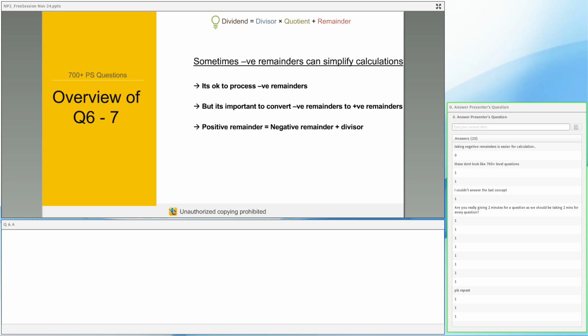So somebody is asking why should we take negative remainders? As I told you, it's always easier to solve minus 1 to the power something, say minus 1 to the power 100, than solving 5 to the power 100, right? So just to ease our calculation, we are taking negative remainders.